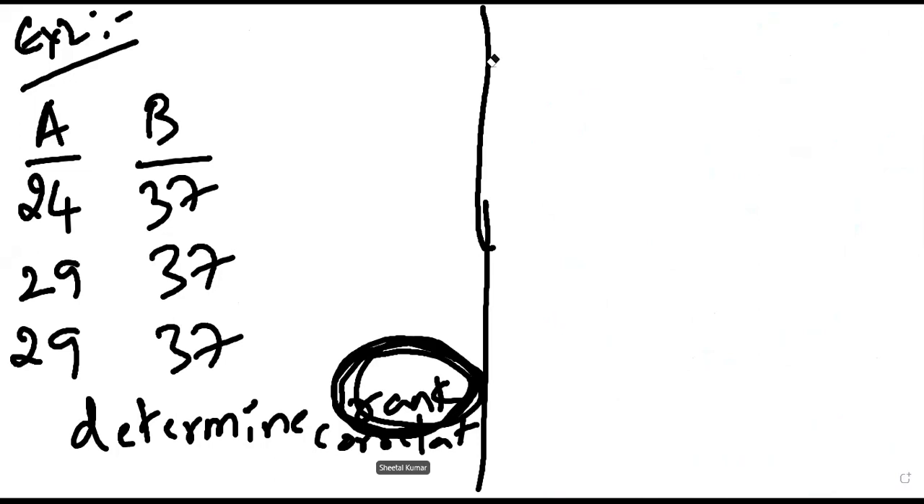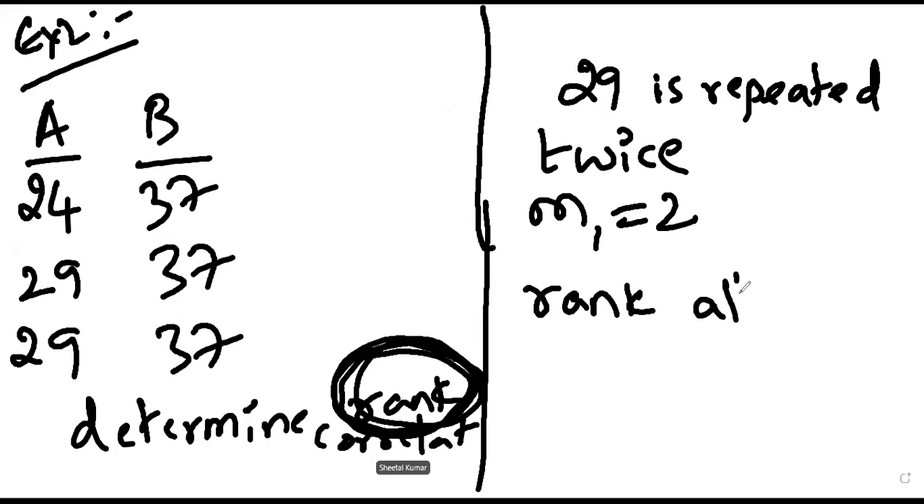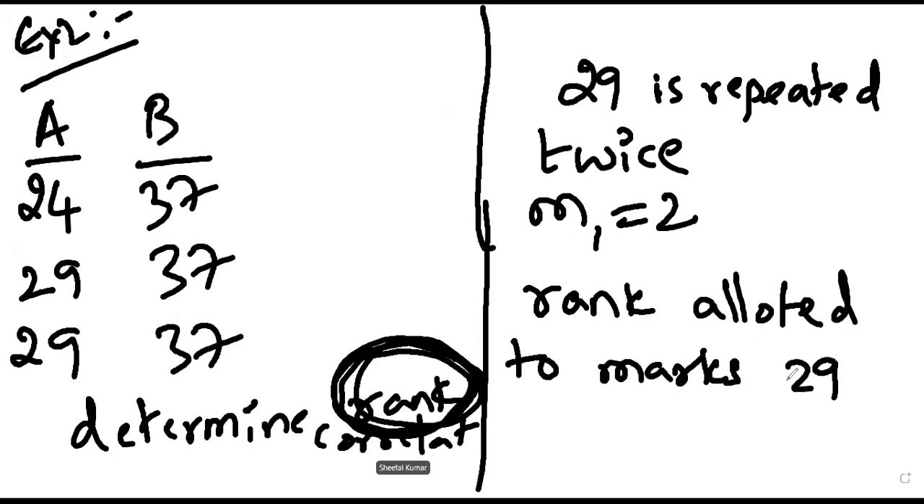Once this is done, just write a note saying that 29 is repeated twice. M1 is equal to 2. Okay. So rank allotted to marks 29, what is the rank allotted?